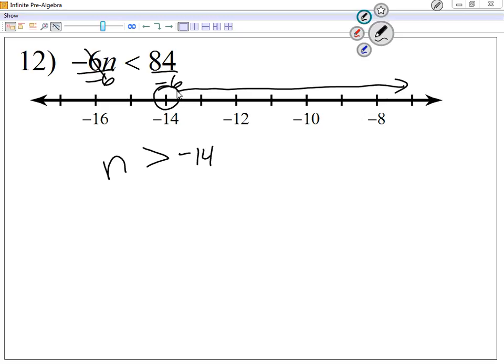So once again, questions 1 through 10, we're only adding and subtracting. 11 through 20 are multiplying or dividing.